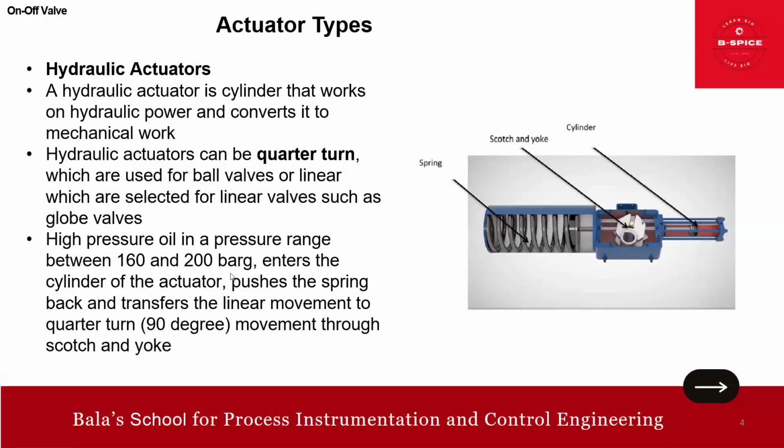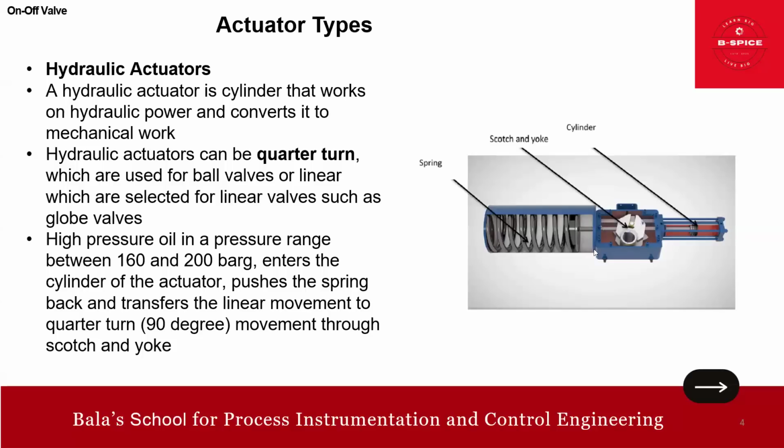So the point to note here, friends, is that high pressure oil in a pressure range between 100 and 160 and 200 enters the cylinder of the actuator and pushes the spring back, and transfers the linear movement into a quarter turn through a scotch and yoke. So that is how it works.